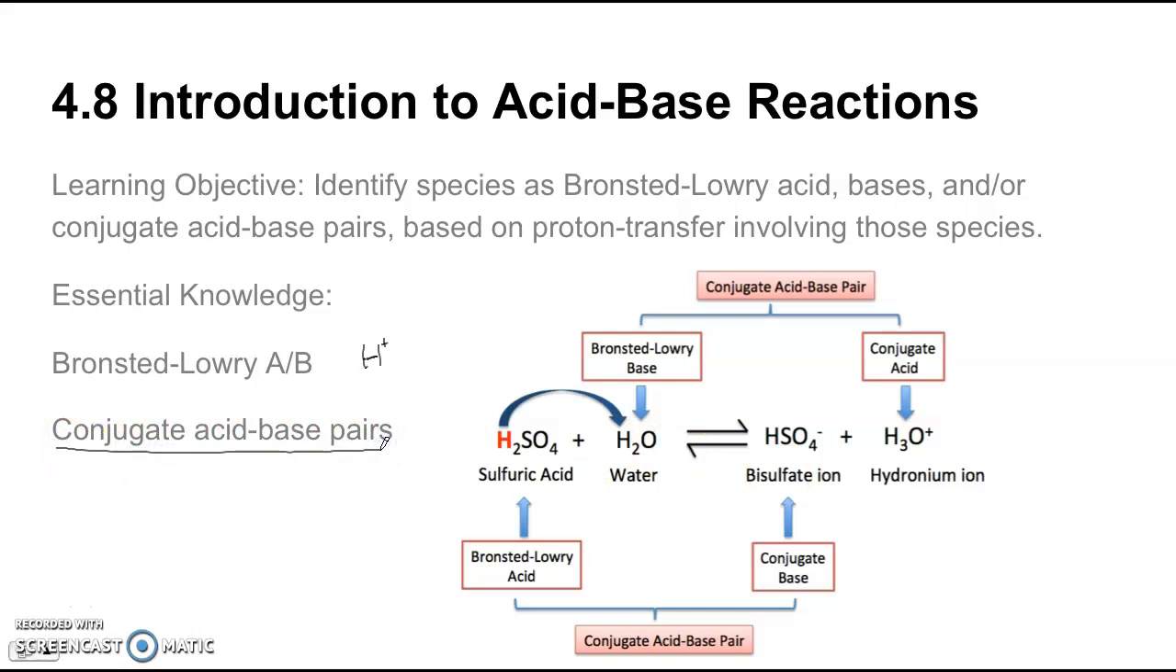But then you have the conjugate acid-base pairs. Conjugate acid-base pairs are species that differ by a single hydrogen ion, and there are always two in the reaction. It's going to be the acid and the conjugate base, so H2SO4 and HSO4 negative, and the other pair is water and hydronium. So again, a conjugate acid-base pair is something that differs by a single hydrogen ion.